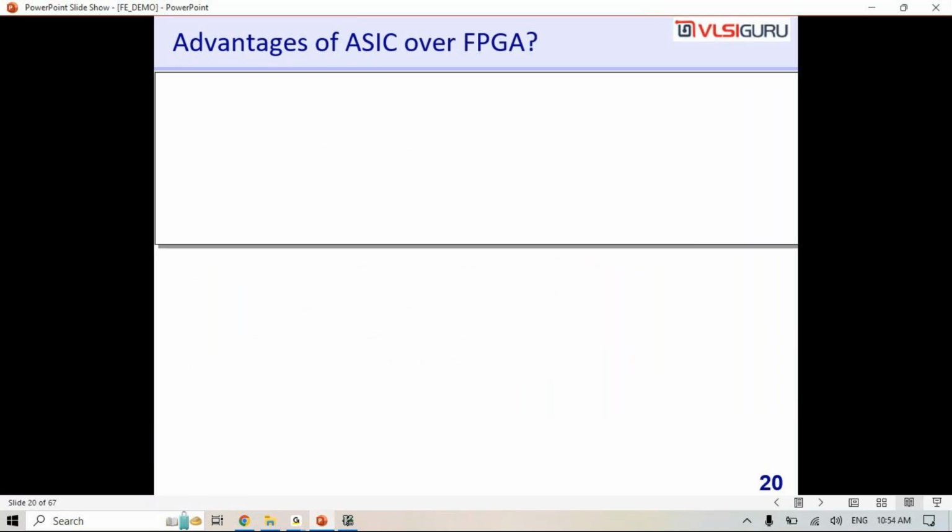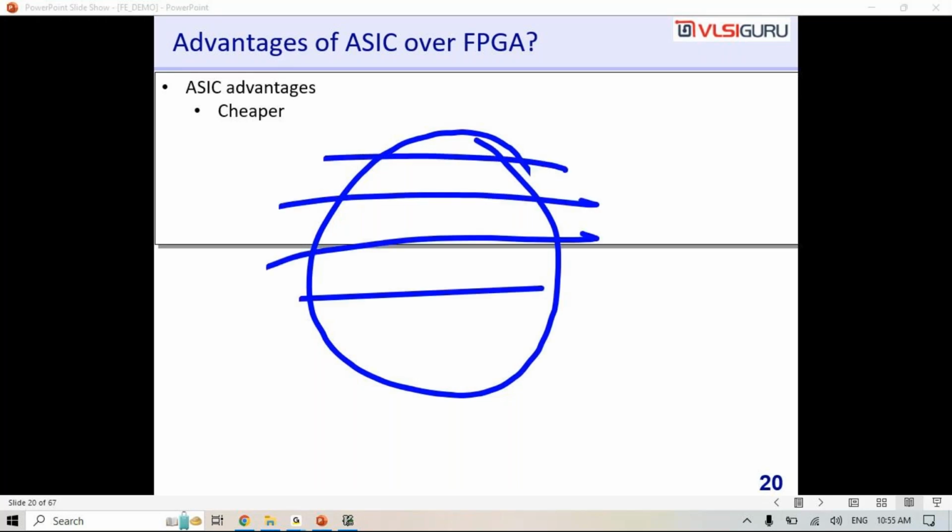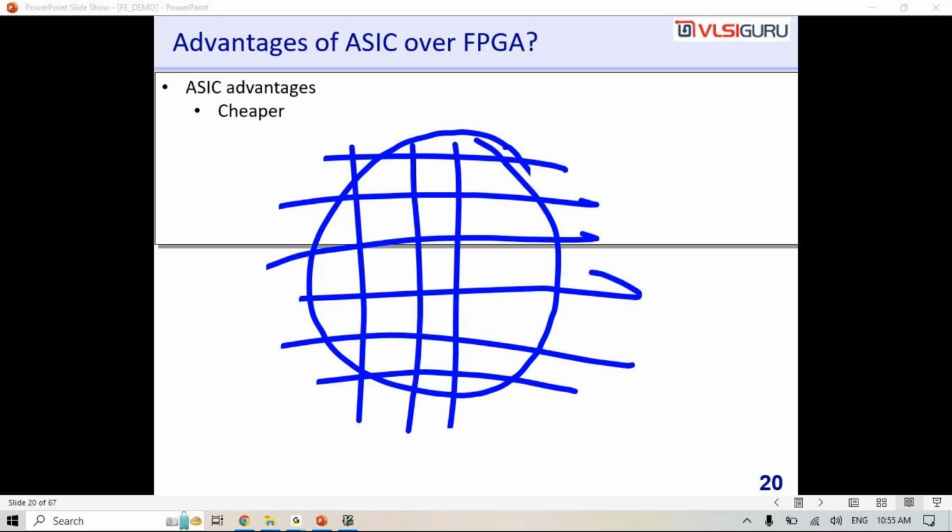Let's now understand the advantages of ASIC over FPGA. Cheaper, because they come up with a prototype, one plan, then on one plate, they'll have one silicon wafer. In that they manufacture many such things. Each one will be one chip. Eventually, it leads to a lower cost per chip.